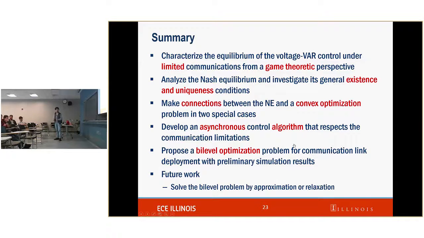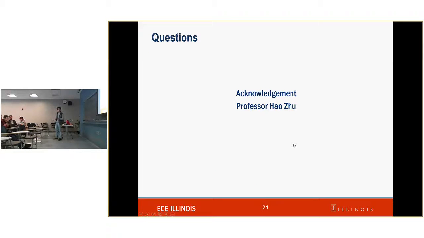And one important next step is to try to handle this bilevel problem by approximation or relaxation and try to solve it. And that's all I have. Thanks.